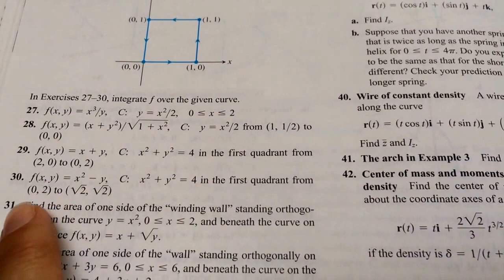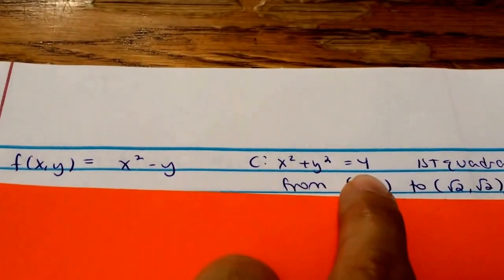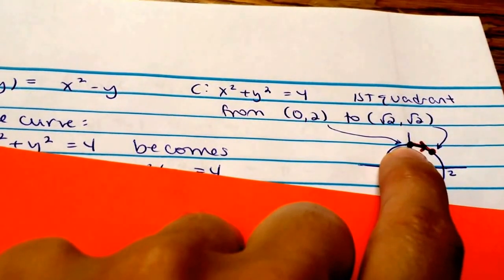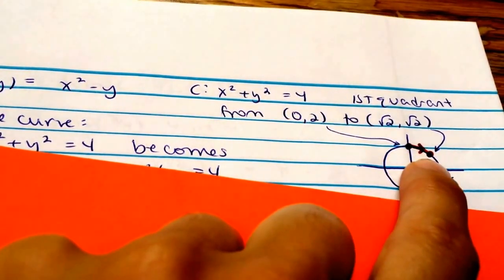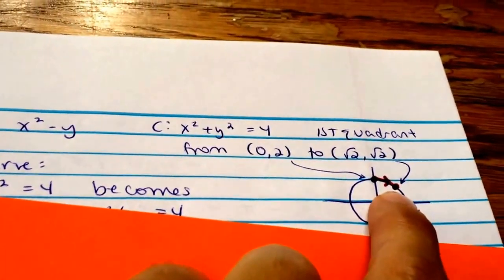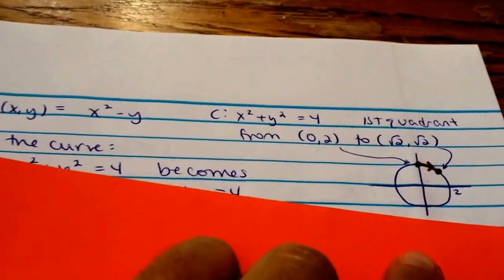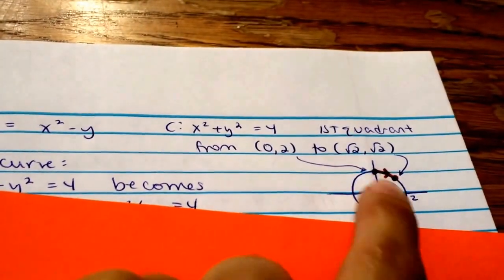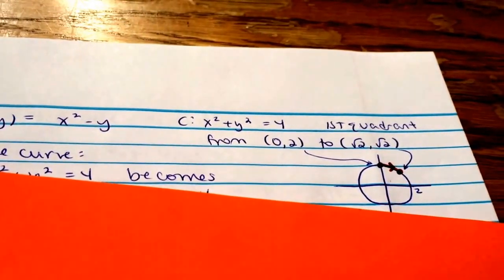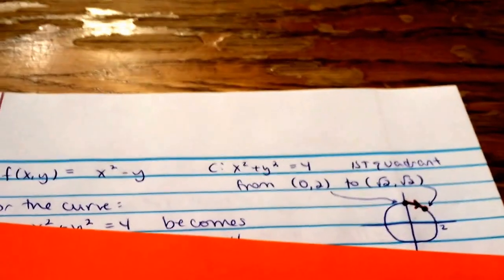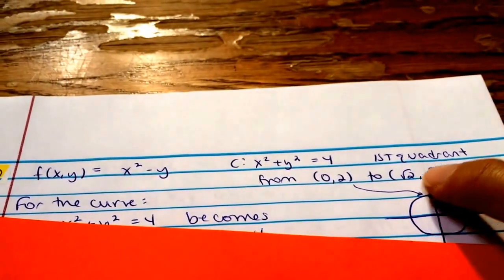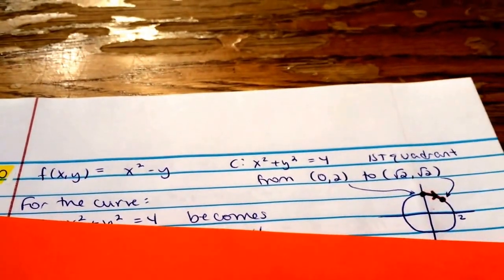Okay, here's my function. Here's my curve. First quadrant starting at this point, moving to this point. So this is obviously a circle centered at the origin, radius 2. So I drew the whole thing. I drew the whole circle. But it's starting here at (0, 2), and then it's moving to (square root of 2, square root of 2), which corresponds to pi over 4. Normally at pi over 4 you have square root of 2 over 2, but since this is a circle of radius 2, that's why it's square root of 2, square root of 2. In the unit circle, it would have been square root of 2 over 2, square root of 2 over 2 at pi over 4.